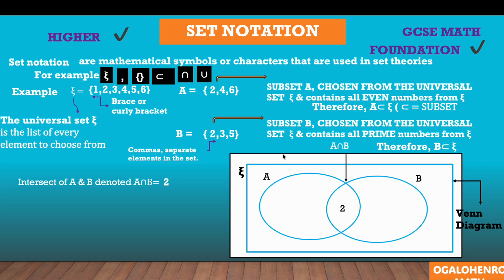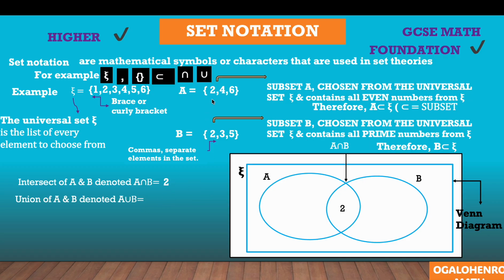How do we come about that? We go back here. Union of A and B is denoted by the U symbol. It looks like the letter U in English, but it's not actually the English U. So A union B is all the elements in A and B, put in one enclosed brace, without repetition.